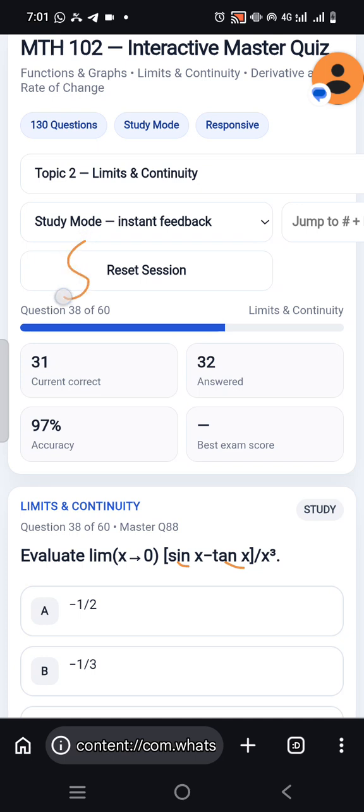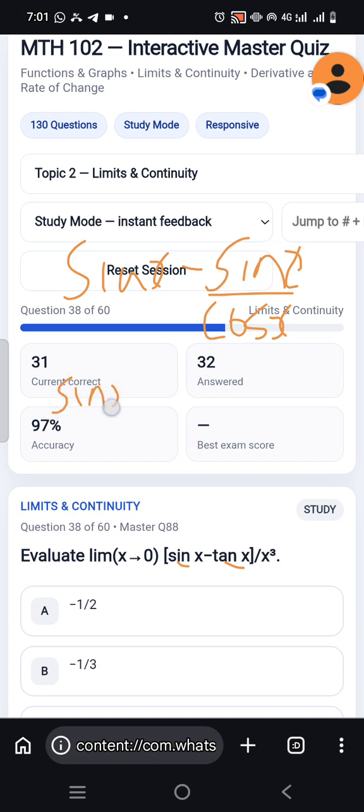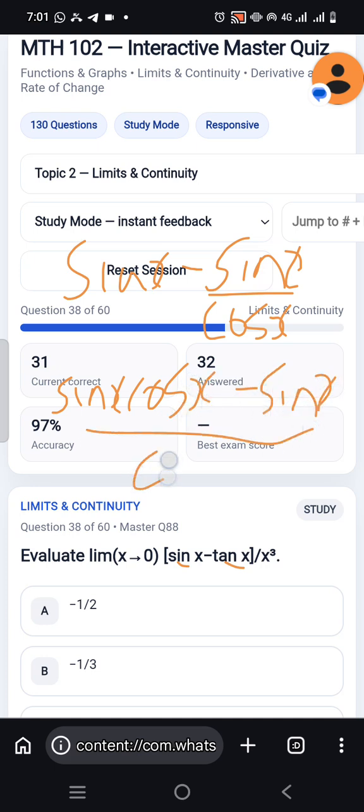Sin x, tan x is the same thing as sin x all over cos x. I'm still working with the numerator, so taking the LCM, this is the same thing as saying sin x cos x minus sin x all over cos x. I take the LCM. Do you get it? So this is the same thing as all over 1.